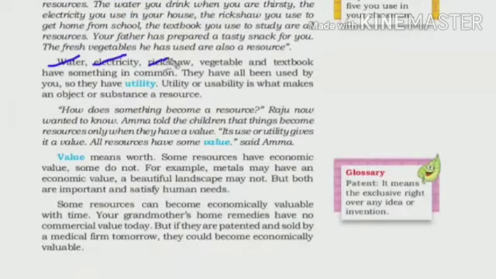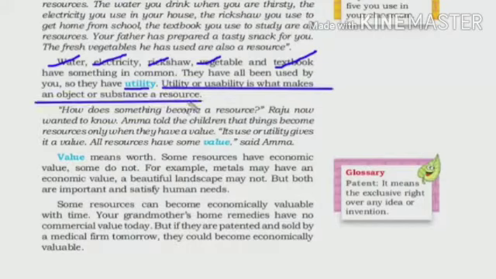Water, electricity, rickshaw, vegetable and textbook have something in common. We know that they all are separate things, but what is it that is common between all of this? They are nothing but utility, which means we use them. We don't just keep them with ourselves, we use them. Now, how you use them, that's a whole different thing. What we are concerned about is that we use these things. We don't just keep them in stock. Therefore, utility or usability is what makes an object or a substance a resource.